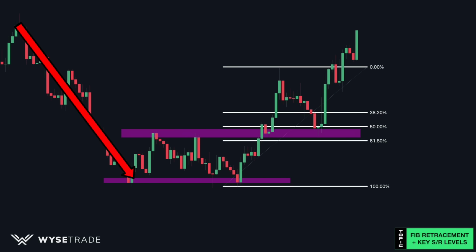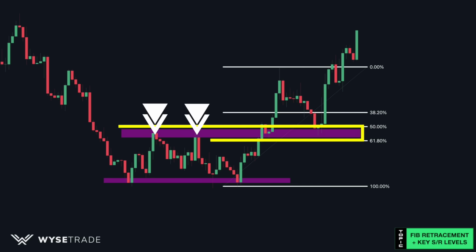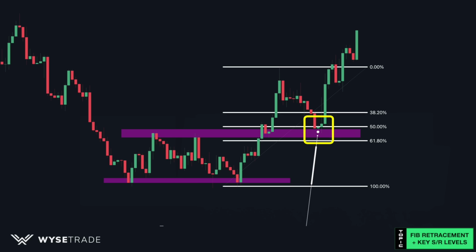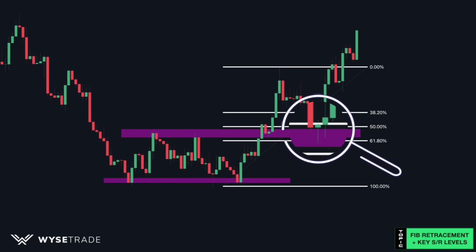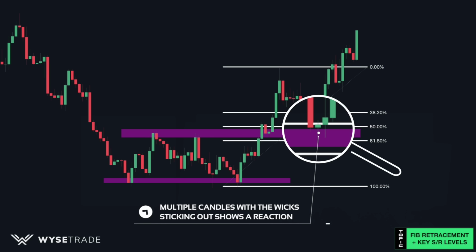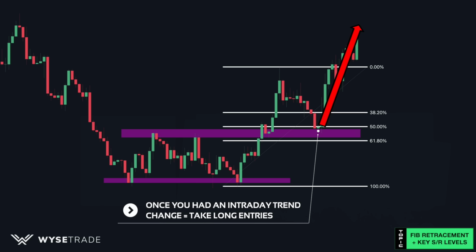You have a moving downtrend, followed by consolidation, then a break above and higher high, which shows the start of a fresh trend change and upwards momentum. These two reversal points here give you your key level. This here is where the support level and 50% Fib level both lined up. Once price pulled back to the area, you had multiple candles with the wicks sticking out, showing a reaction to the area. Once you had an intraday trend change confirmation, you would look for long entry points.